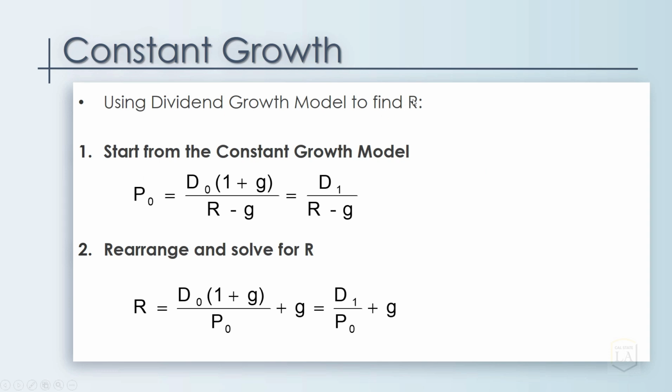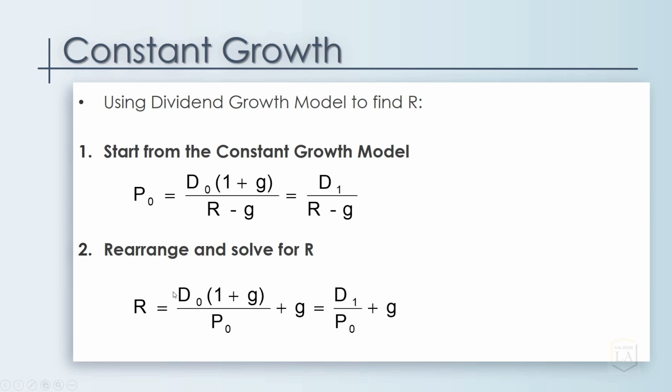Let's look into the return more in detail. Using the dividend growth model, or the constant growth model, if you want to figure out R: P sub 0 is equal to D sub 0 times 1 plus G, divided by R minus G. Let's rearrange the equation and solve for R. Then we can just swap the denominator and the left-hand side.